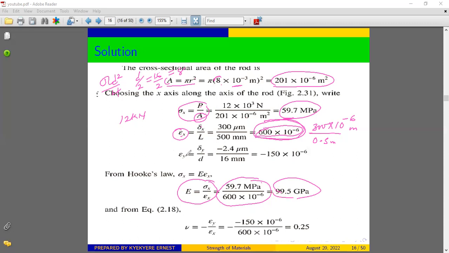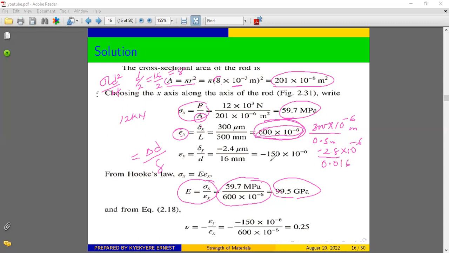So in this case, the strain in the y-axis is going to be the change in diameter over the original diameter. And we are given that change to be minus 2.4 times 10 to the power negative 6 (micro), over 16 millimeters. So we change the millimeters to meters, so we are going to get minus 2.4 times 10 to the power negative 6 over, we change 16 to meters, which gives us 0.016.